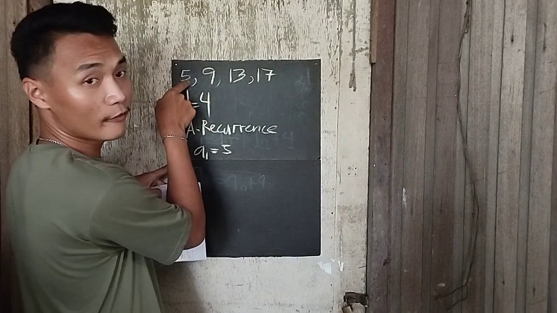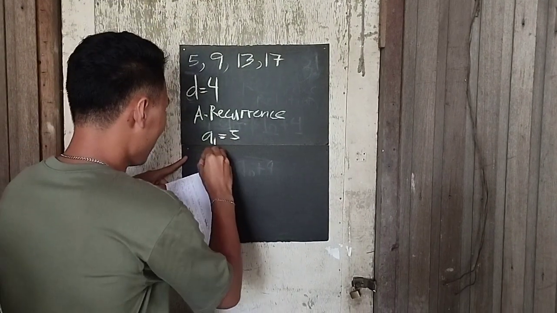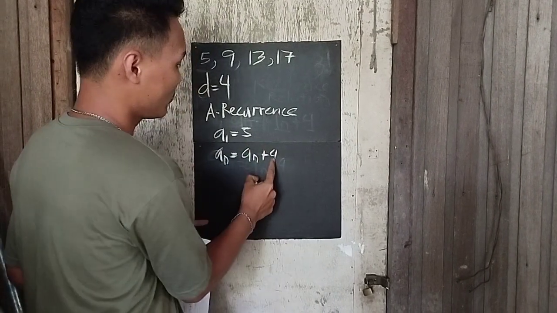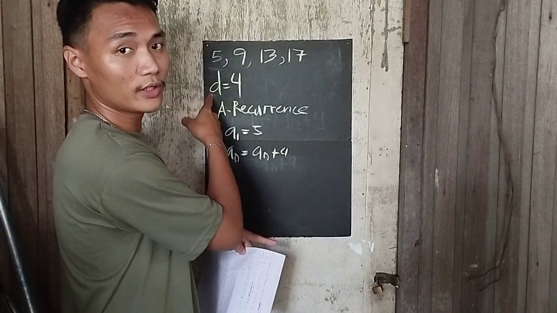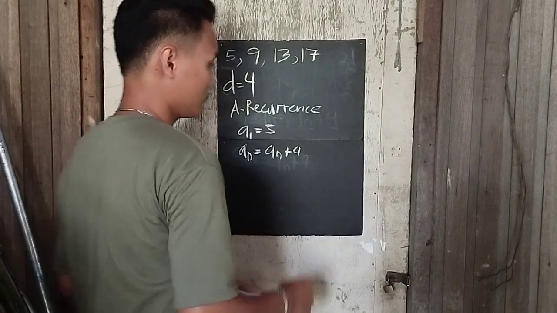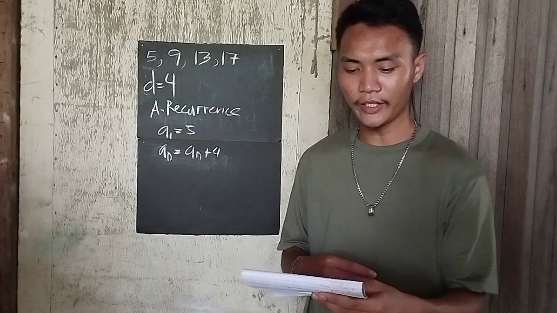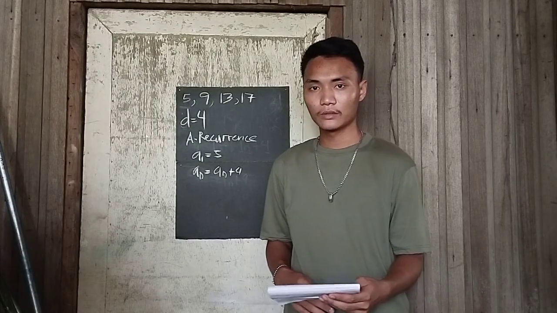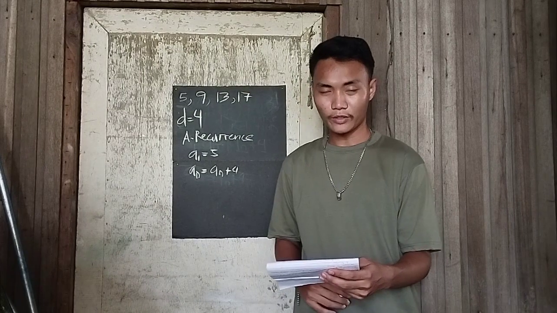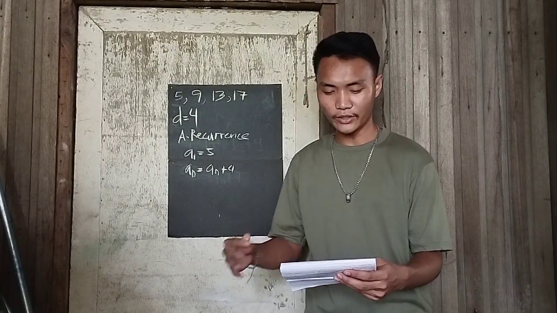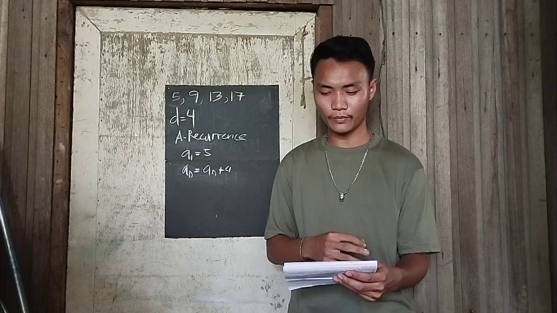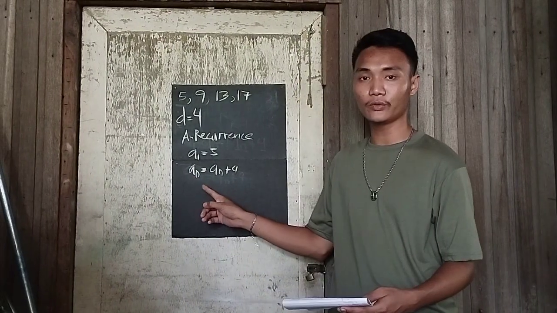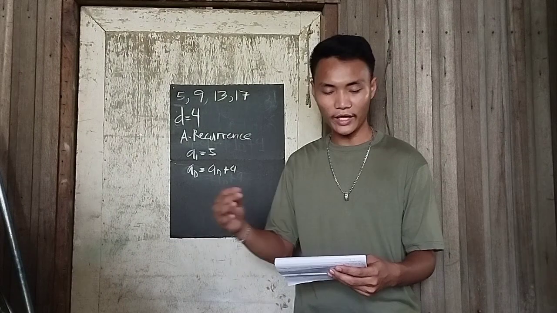So 5 is the first term. Then a sub n is equal to a sub n minus 1 plus 4. This 4 comes directly from the common difference. Since recurrence relation just bases each term on the previous term, we can just input the previous term to the formula to get the next term.